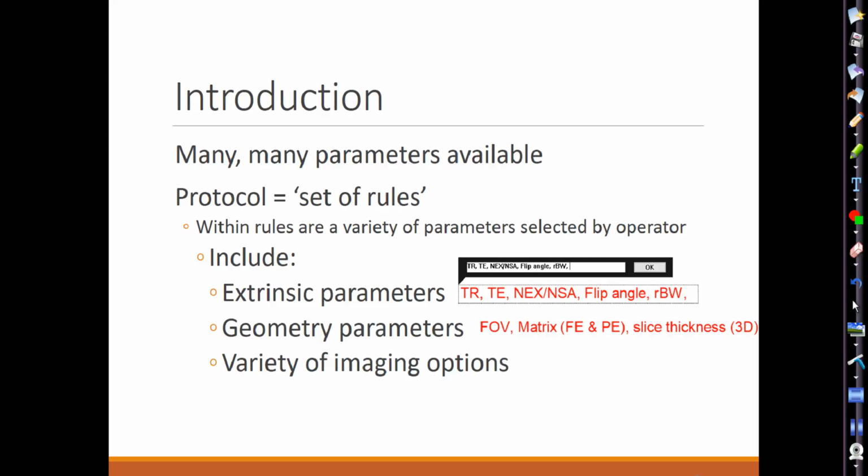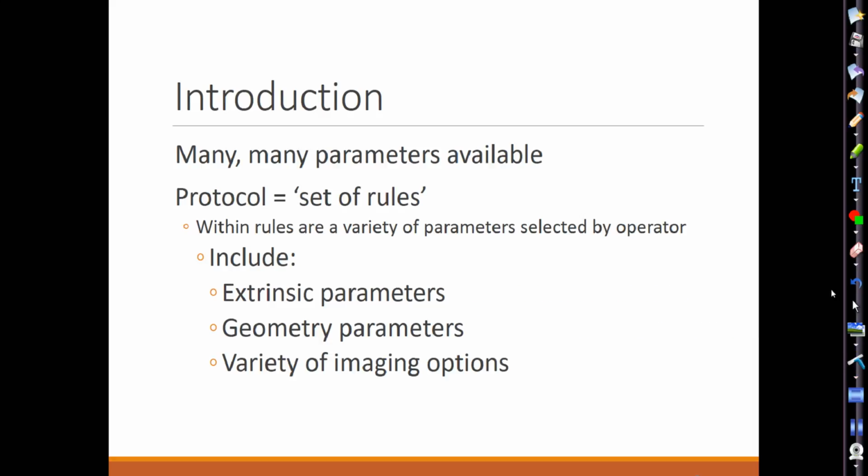I think this is a good start. It's a good start. So write this down. Give you another second here. So once again, extrinsic parameters, things we can manipulate on our console. Geometric properties, another thing we can manipulate on our console, but they're really going to be dealing with spatial resolution compared to signal.